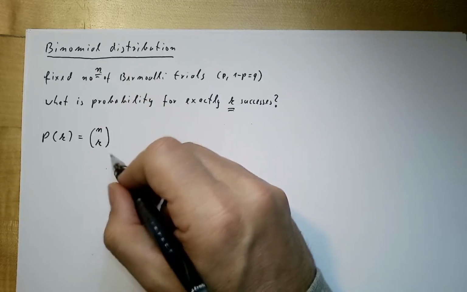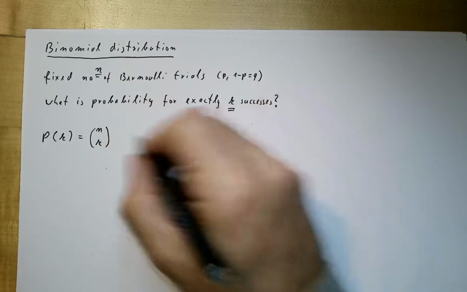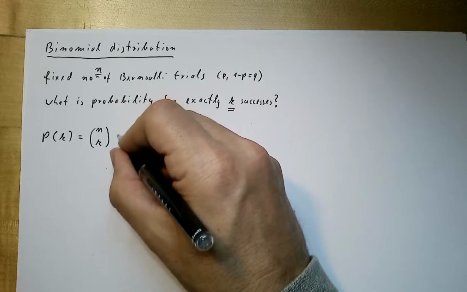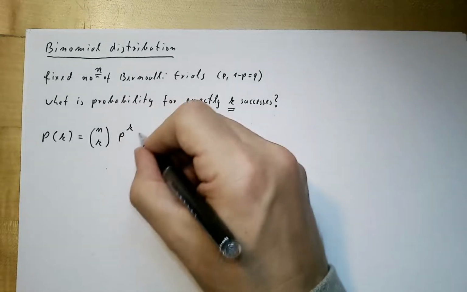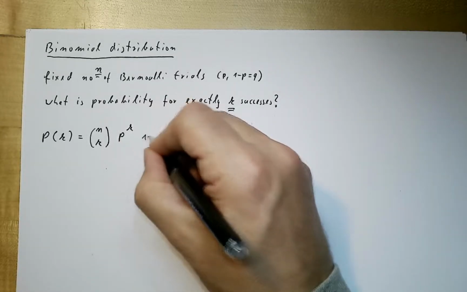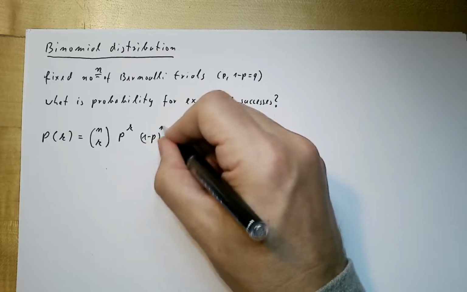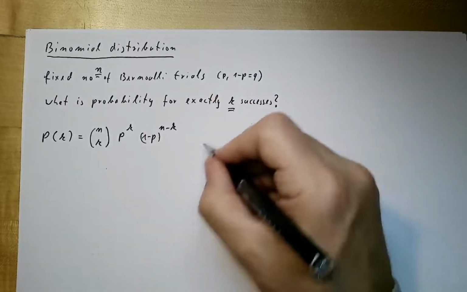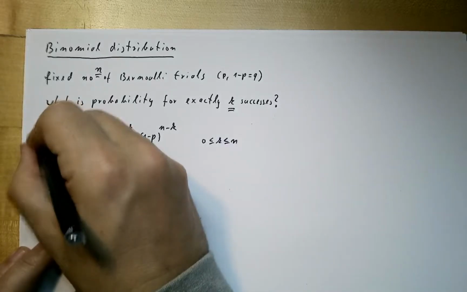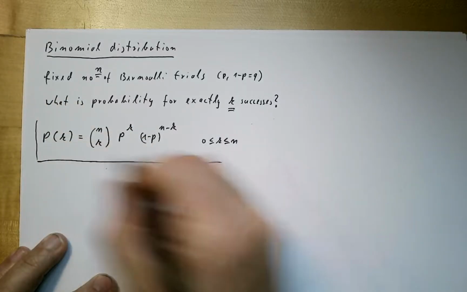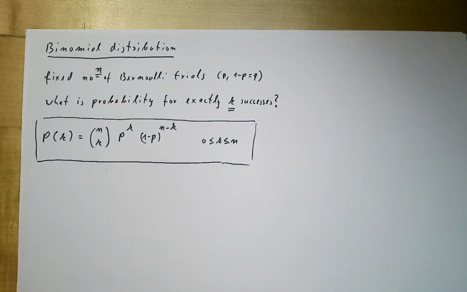And then, what's the probability? We need k times success, so k times we have the 1. This is the probability p to the k. And then the other times we have 0. This has probability 1 minus p to the n minus k. And this k must be smaller than or equal to n. So that's the binomial distribution, which incorporates here the binomial coefficients.